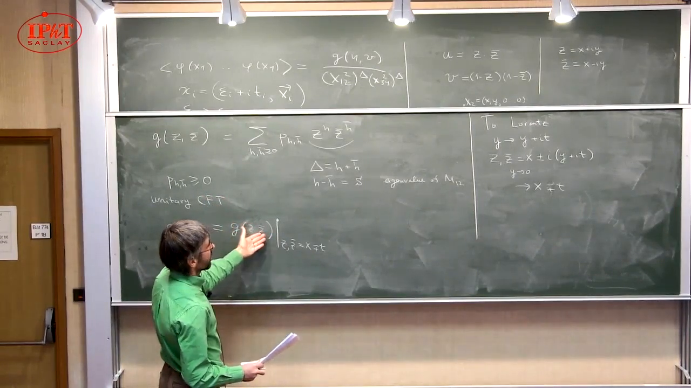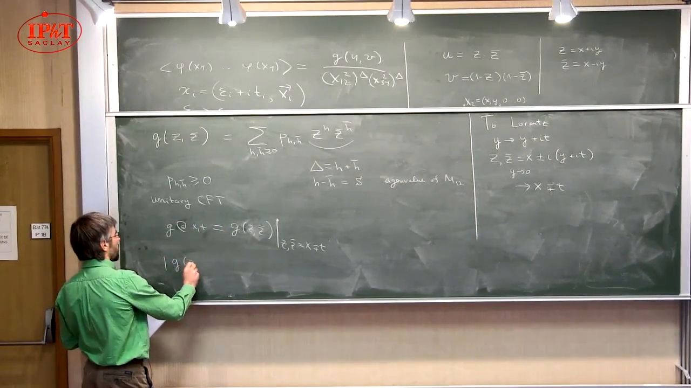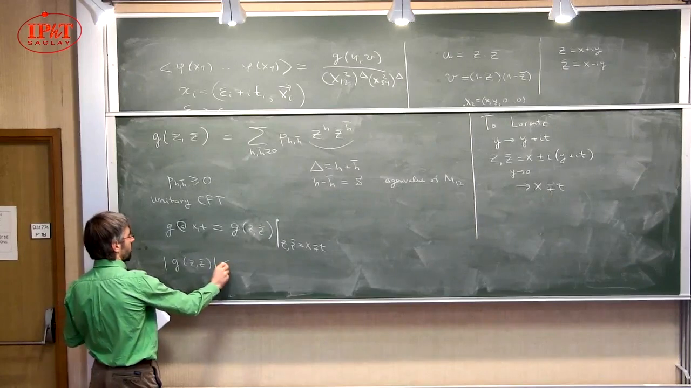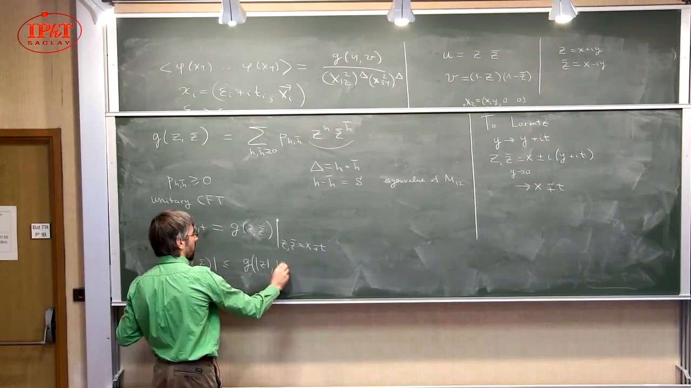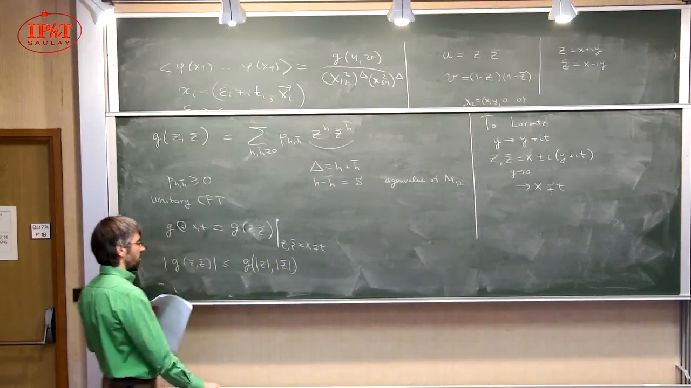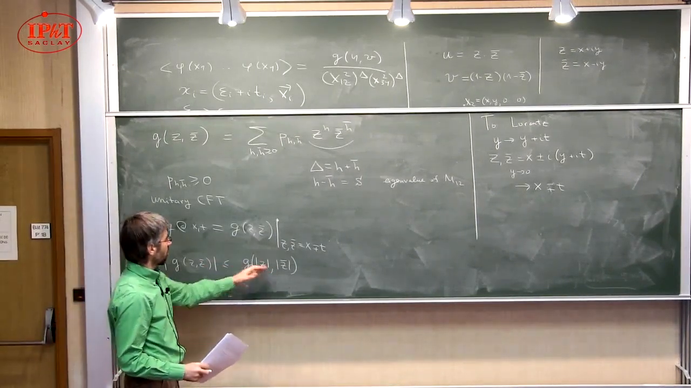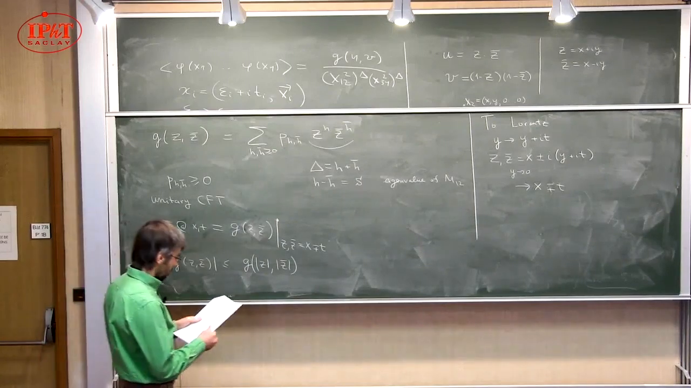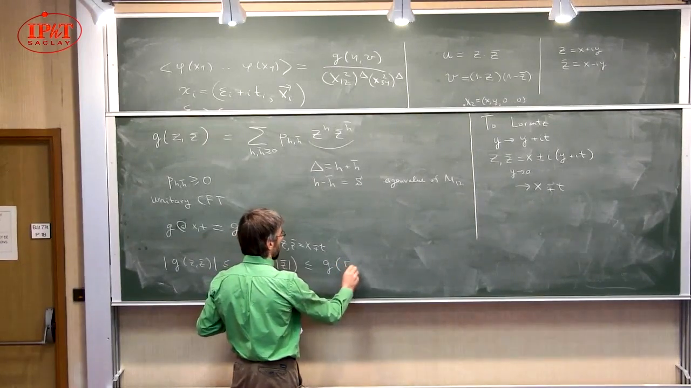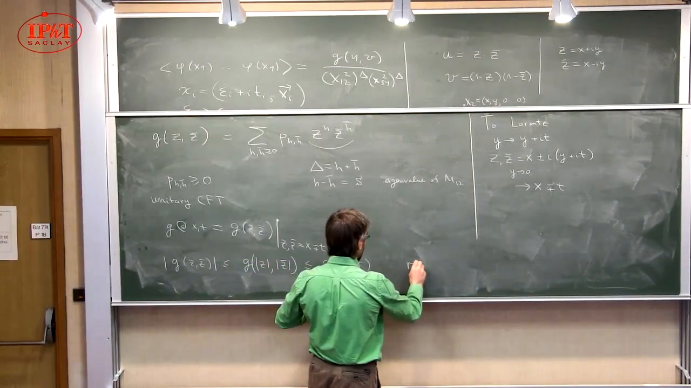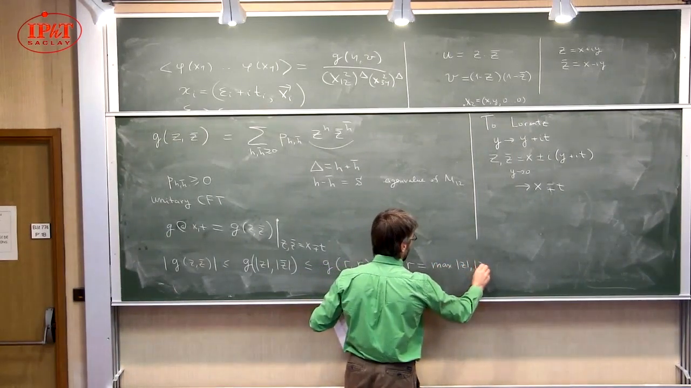z and z bar are real numbers, so I can just estimate the absolute value of the series term by term. I can say that it's smaller than g of the absolute value of z, the absolute value of z bar. This is obvious, right? So if the series that I get converges, then the one on the left-hand side will also converge. And this is smaller than g of R, R, where R is the maximum value of the absolute value of z, the absolute value of z bar.